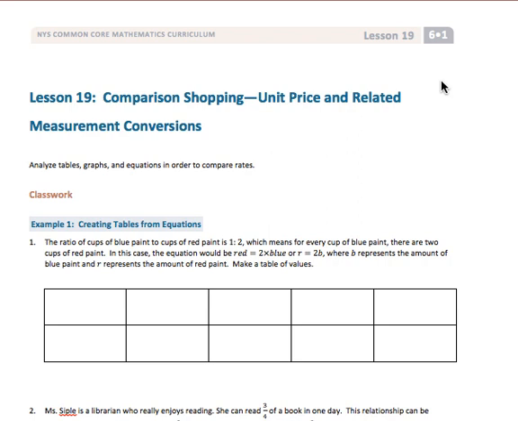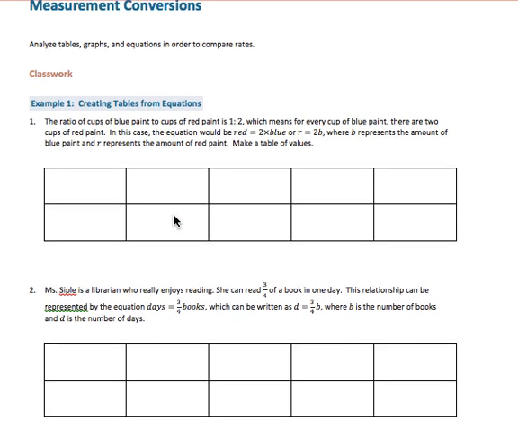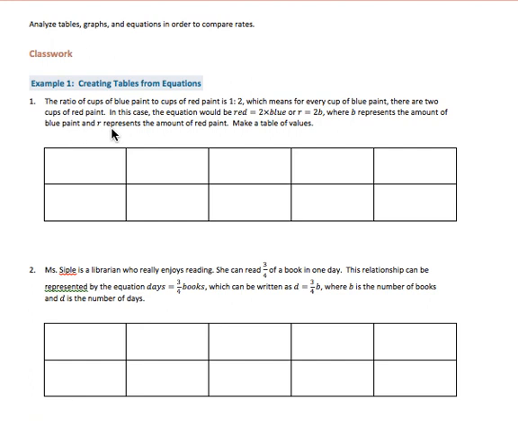In Lesson 19, we're going to look at comparison shopping by using the unit price and relating the measurement conversions as well. In example 1, we're looking at mixtures of blue paint and red paint.